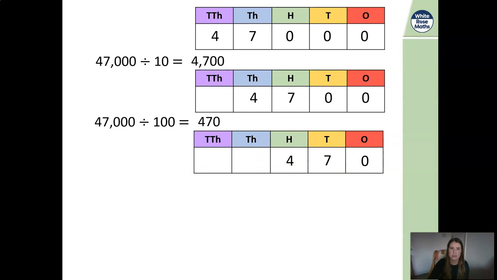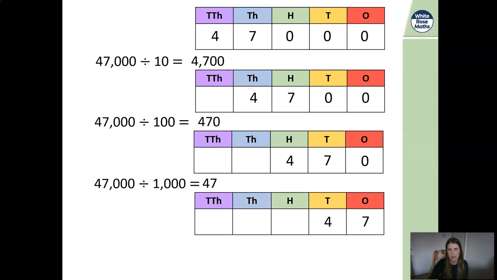Let's see if we can get it even smaller. Let's now divide that by 1,000. So 47,000 divided by 1,000. Now we know from looking at our tens and our hundreds, our digits have moved 1 digit to the right for 10 and 2 digits to the right for 100. So our zeros are our clue. Now here we have 3 zeros, which means our digits have to move 3 places to the right. So the answer is 47.